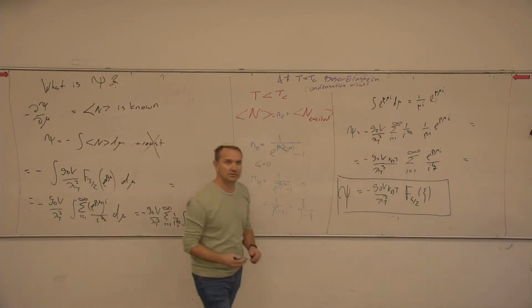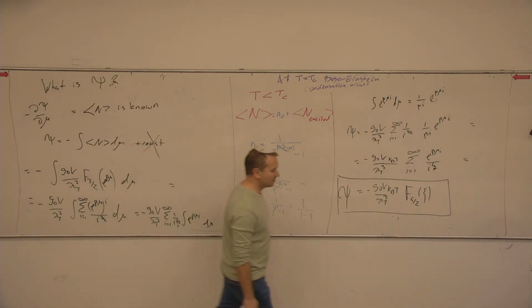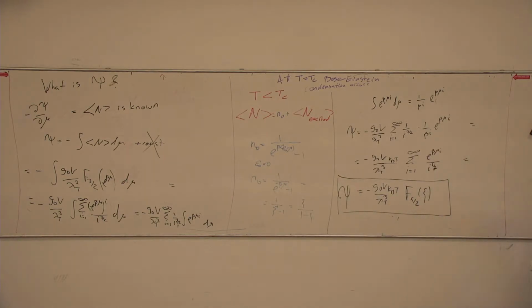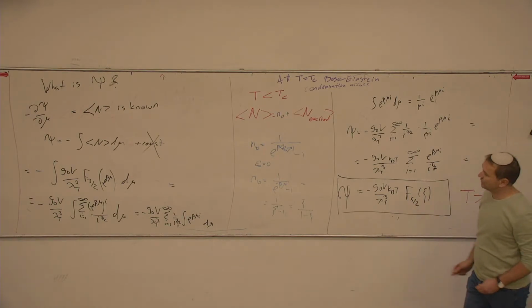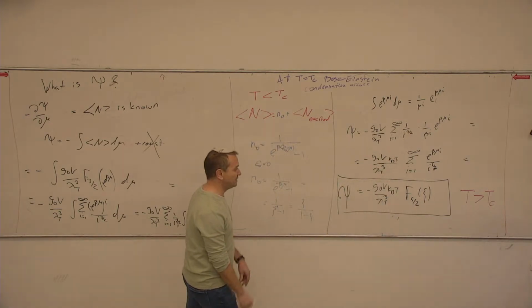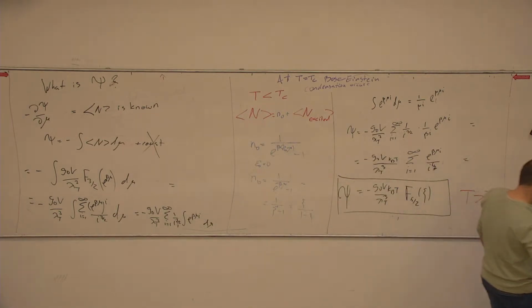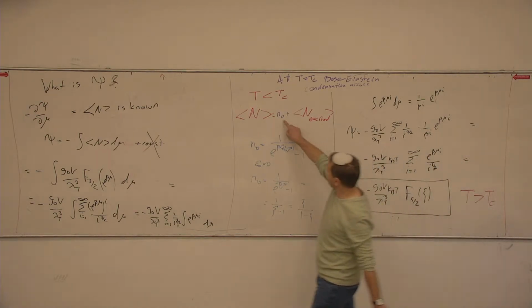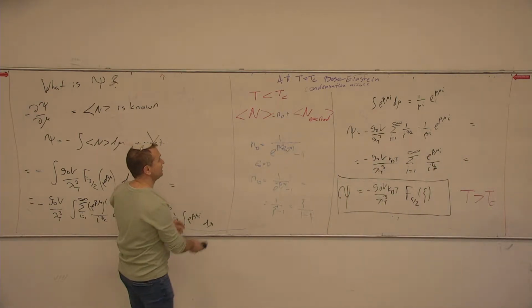Very nice result, but when does it hold? So t larger than tc. And what happens when t is smaller than tc? I have to add the n0.